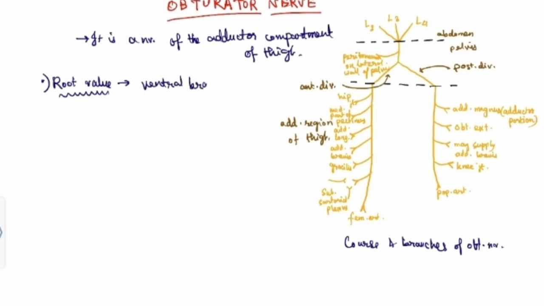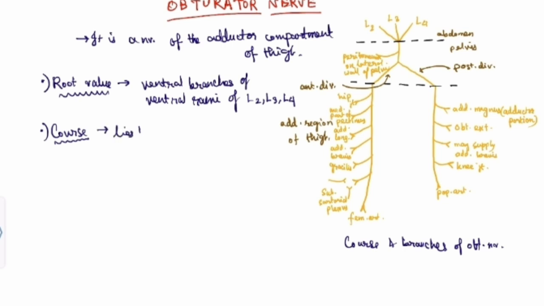So what's the root value? Ventral branches of ventral rami. There is a ventral ramus and the posterior ramus. This ventral rami again gives ventral branches and posterior branches. So ventral branches of ventral rami of L2, L3, and L4. Course. Coming to the course, what we can see, it is beginning in the abdomen, going on to the pelvis, dividing in the pelvis into two divisions, continuing in the adductor region of the thigh. So we'll discuss part by part like that.